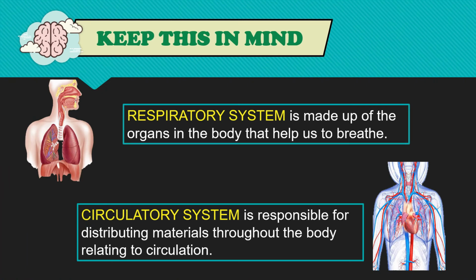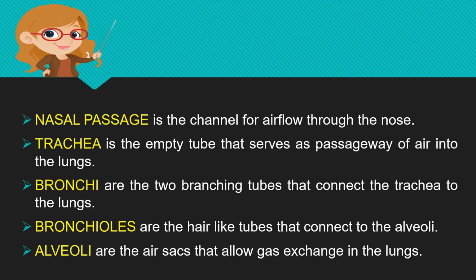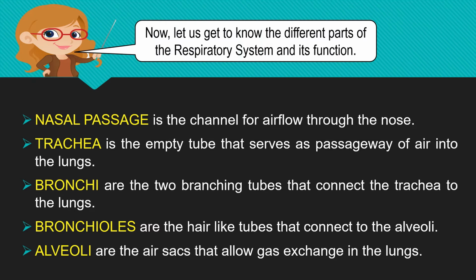This time, we are going to proceed with the discussion of our lesson, so kindly get your notebook and pen and take note of the important details. Respiratory system is made up of the organs in the body that help us to breathe. Circulatory system is responsible for distributing materials throughout the body relating to circulation. Now, let us get to know the different parts of the respiratory system and its function.